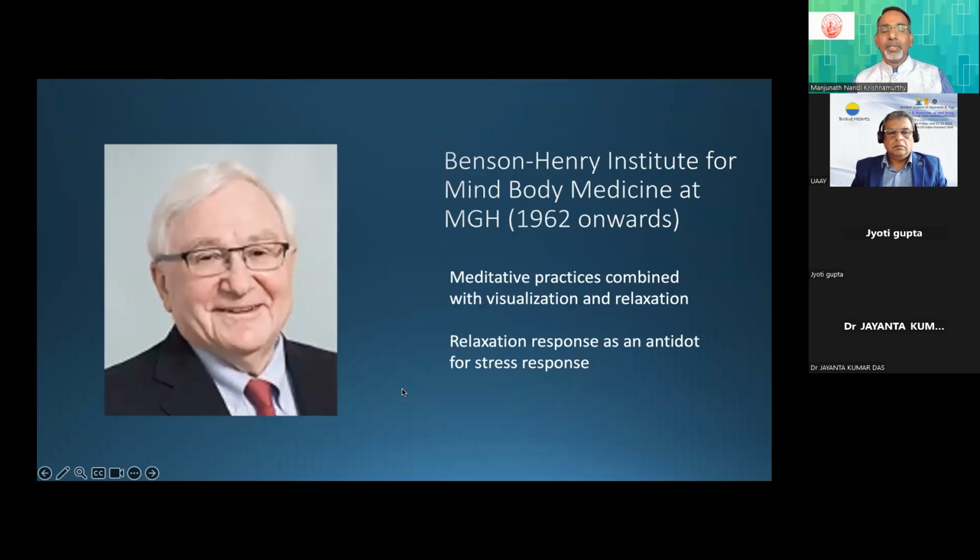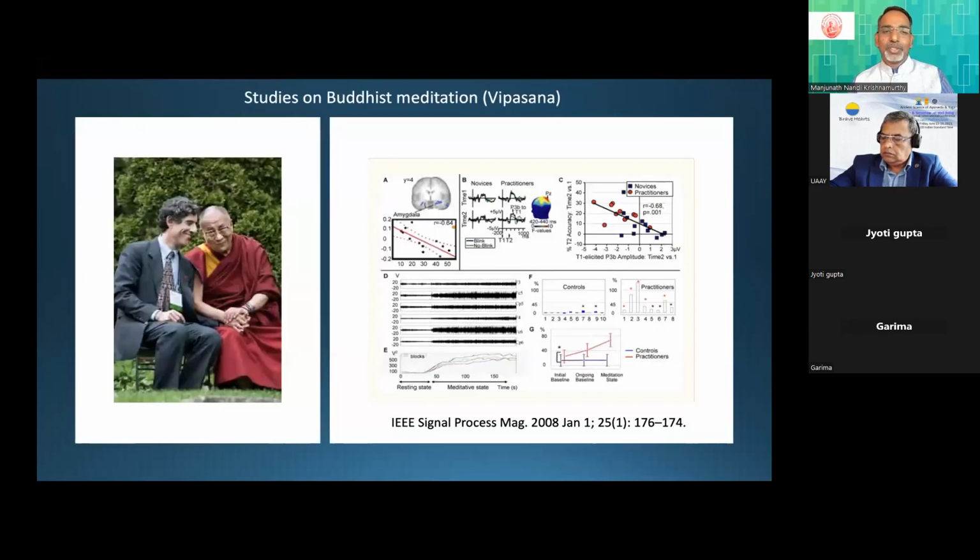Another individual who brought meditation to a greater scientific level is Herbert Benson, who started the Benson-Henry Institute of Mind-Body Medicine at Harvard Medical School, connected with Mass General Hospital. He started all the research work from the 1960s, creating meditative practices through visualization, etc. And he created a new term as an antidote for the stress response, called the relaxation response.